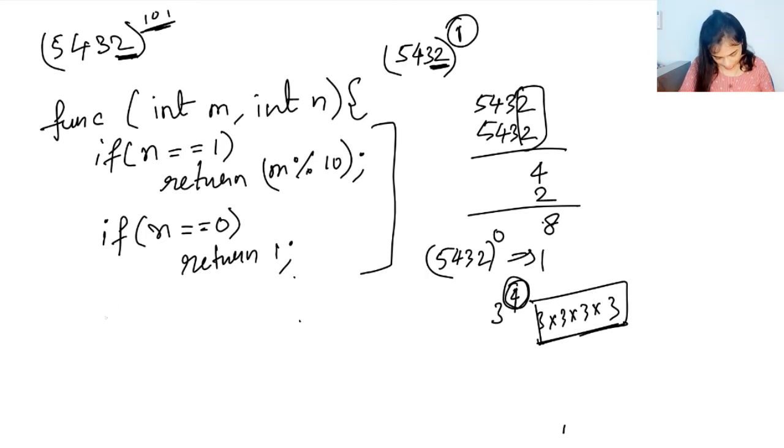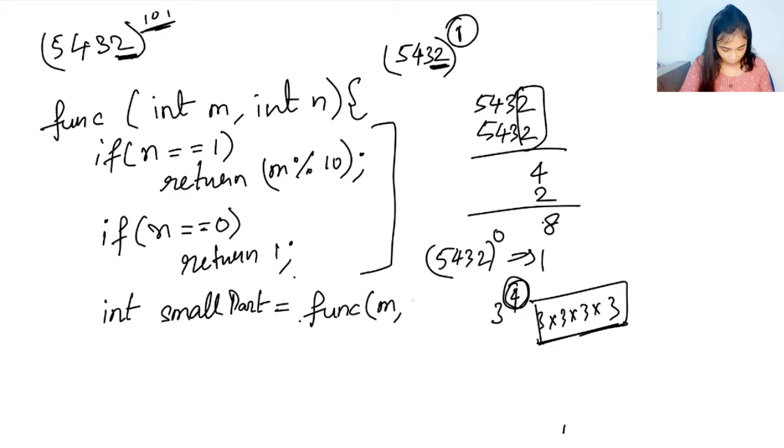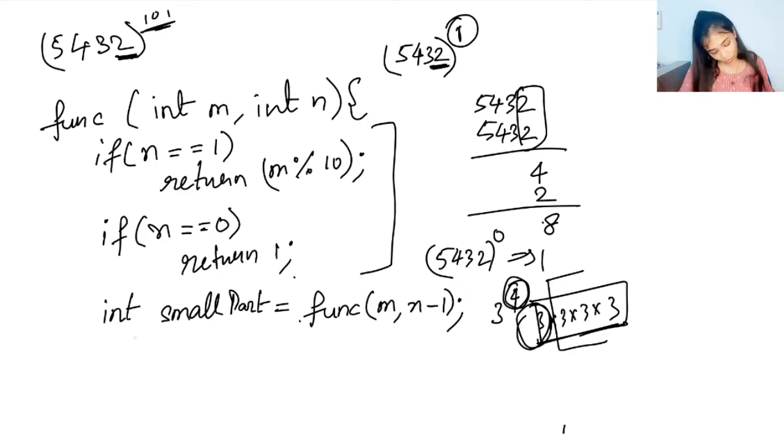We are going to say that int small part answer is going to be my function. I'm calling my function with m and I'm calling n minus 1. Alright, so this is going to give me the answer for this part, and with that I'm going to multiply this 3. Alright, so we're going to take int unit digit as m percentage 10.